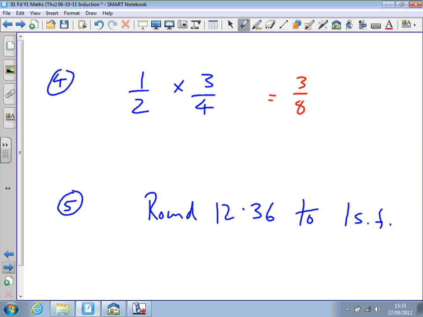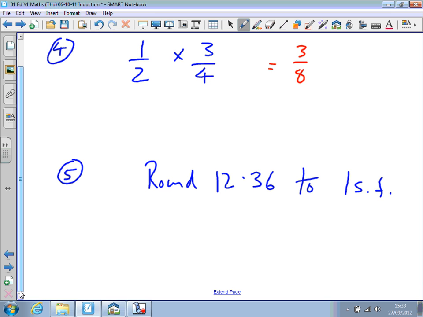Number 5, round to one significant figure. 10, good. 10 to one significant figure. There's the first significant figure, second, third, fourth, and so on. So if I'm going to round to one significant figure, I just look at the second number, which is a 2, and as that's a 2, this stays as a 1. So 1 is the answer, but I must put the 0 in to hold that in the right column.